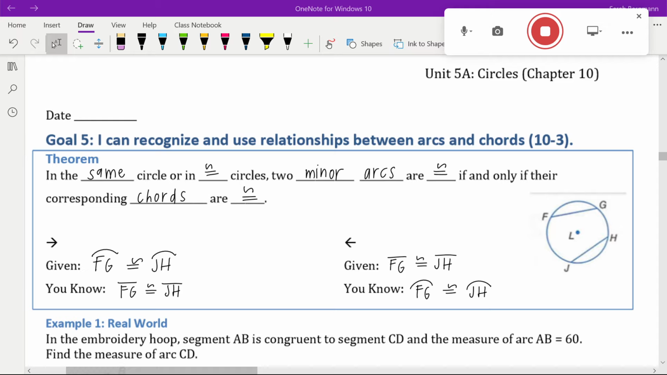Today we are working on Goal 5. We are going to recognize and use the relationships between arcs and chords. So we're going to talk about arcs and chords together. First of all, you need to know this theorem.